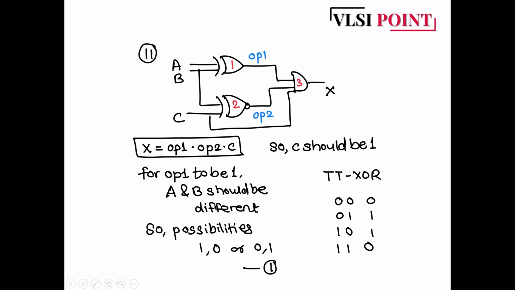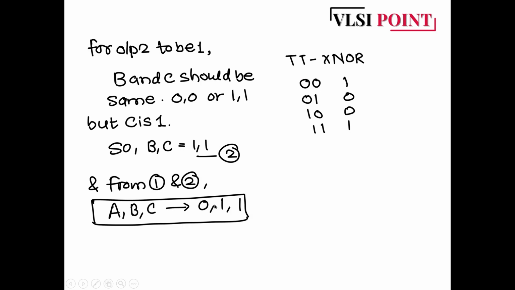I am just taking this as equation 1, that A and B should be different. For output 2, if you want 1, B and C should be the same. For the XNOR, which is the equivalence gate, if you see 0 0, it is giving 1 output. If it is 1 1 inputs, it is giving 1. So either it is 0 0 or it is 1 1. But in this case, C is 1 already, so the 0 0 option gets cancelled. If C is 1, we obviously want B as 1.